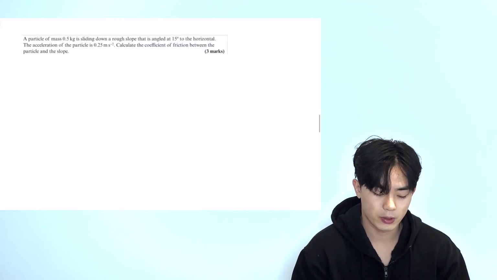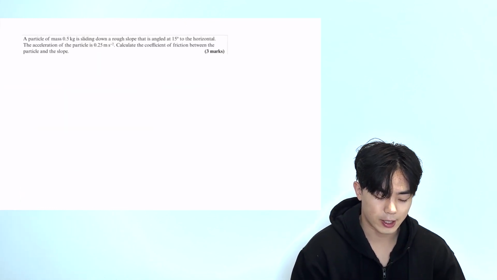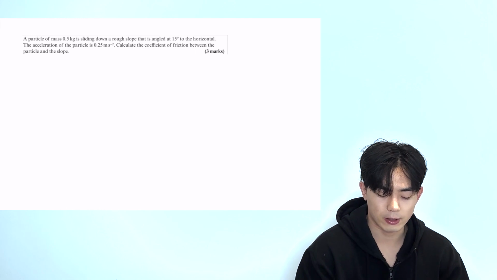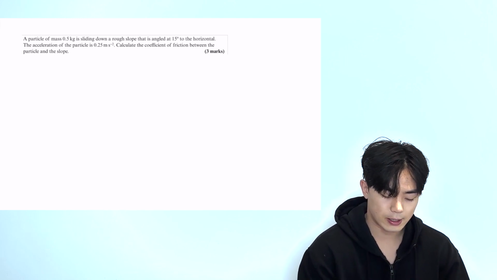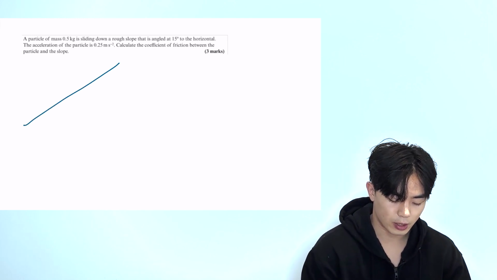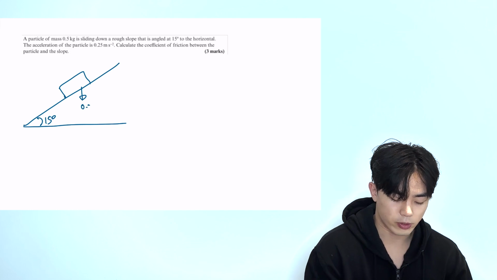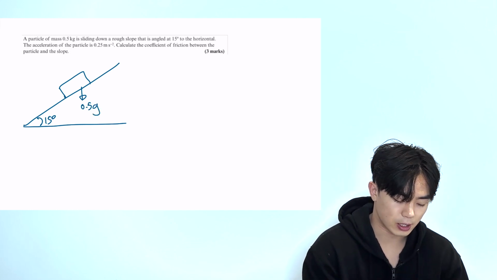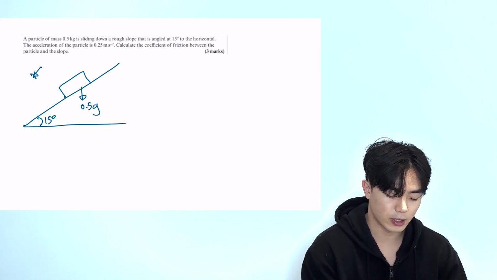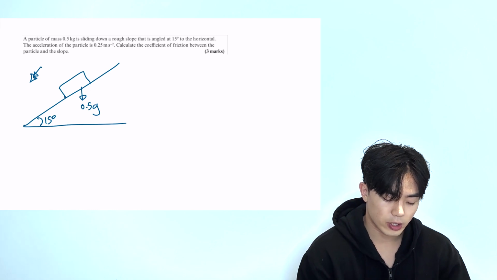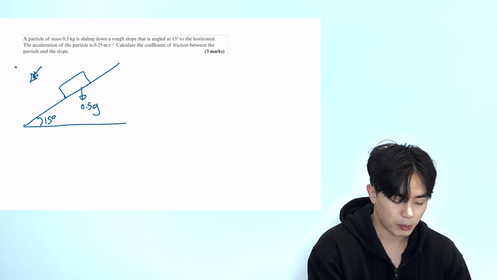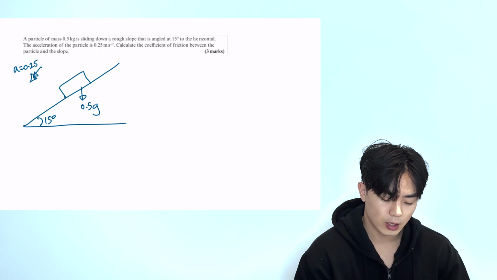Right, the second example, a particle of mass 0.5 kilograms is sliding down a rough slope angled at 15 degrees to the horizontal. So now this is an inclined slope like here, inclined at 15 degrees. And the particle is mass 0.5 kilograms, 0.5g, and it's sliding down, which means it's accelerating in this direction here, right? The acceleration of the particle is 0.25, so this is going to be 0.25, like so.